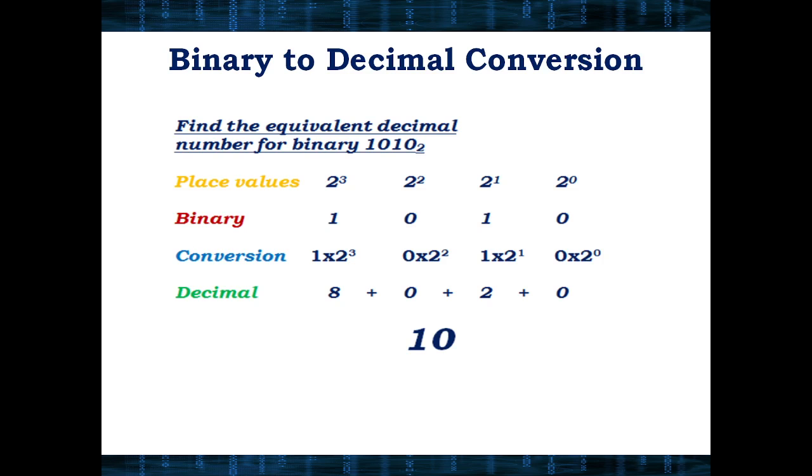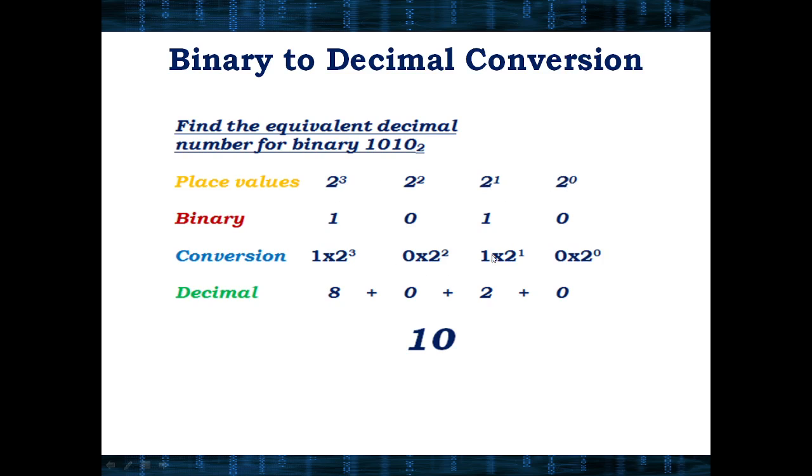So now we'll see binary to decimal conversion. Here the given number is 1010 with base 2. Now we have to convert this into a base 10 value, that is a decimal value. So the place values for this we'll write in this format. For 1010, from the LSB we'll write 2 to the power 0, 2 to the power 1, 2 to the power 2, 2 to the power 3.